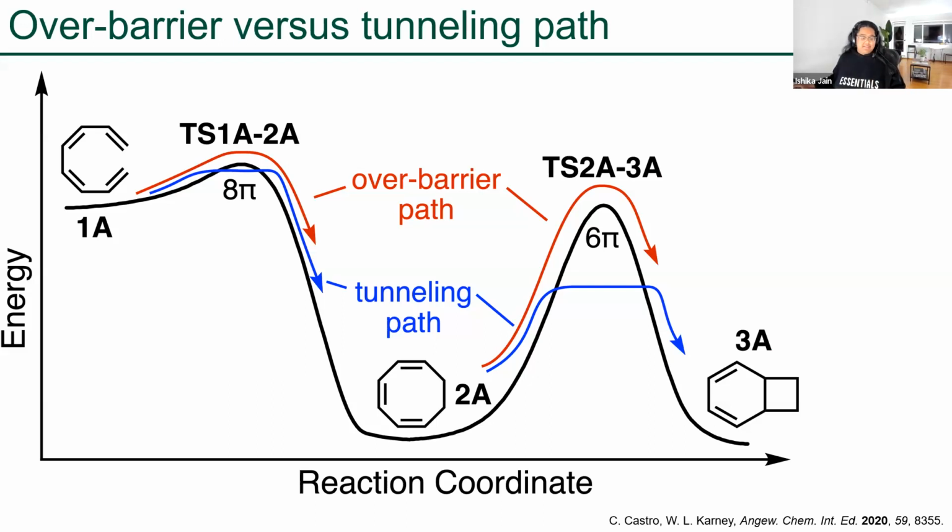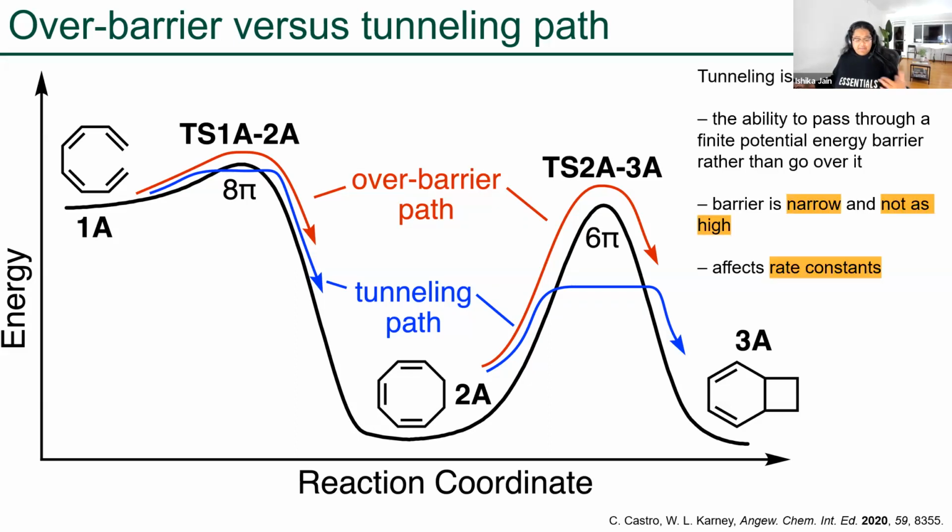Tunneling is a quantum mechanical phenomenon that results from a wave model, right? But, quantum mechanics aside, what is it really? Tunneling is the ability to pass through a finite potential energy barrier rather than going over it, provided that this barrier is narrow and not as high. You could think of this like a shortcut through a gigantic mountain. And because of that, it affects rate constants, which further affects the speed of these reactions.